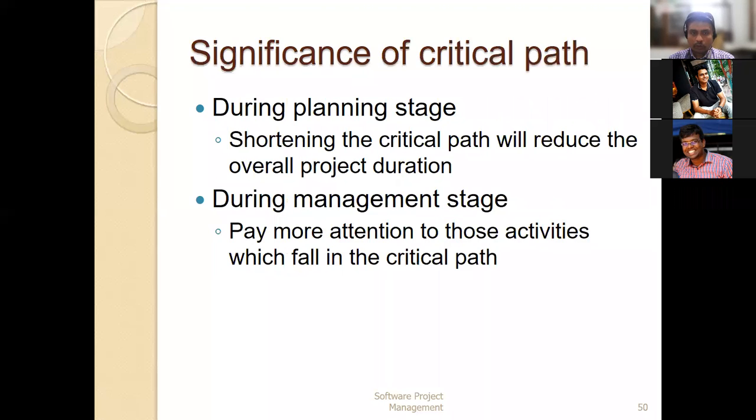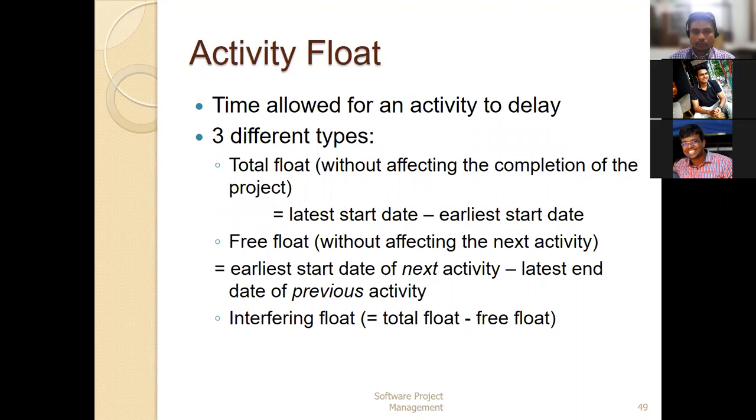Activity float? Yes, sir. This is the activity float formula. Number one is total float, where we need the latest start date minus the earliest start date. That is the way we can calculate the total float. And free float, where we calculate the earliest start date of the next, upcoming activity, minus the latest end date of the previous activity. Through that, we can calculate the free float. And interfering float is basically total float minus free float, and through that we can calculate it.